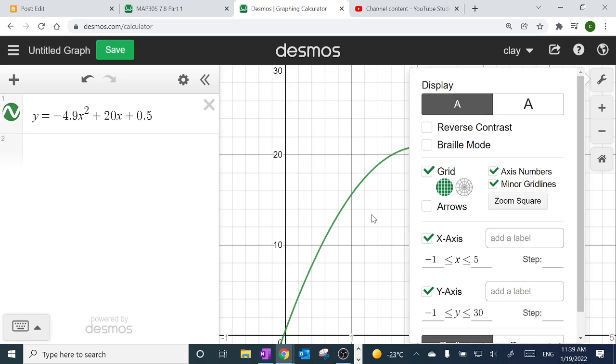So I picked these numbers so that I could fit the entire domain, the positive side of the graph. And I picked these two numbers because I just wanted to make sure the peak was visible. So 30, you could have done 25, it would have worked.